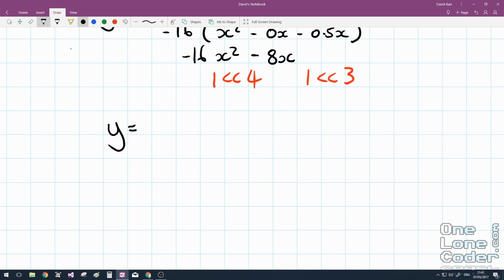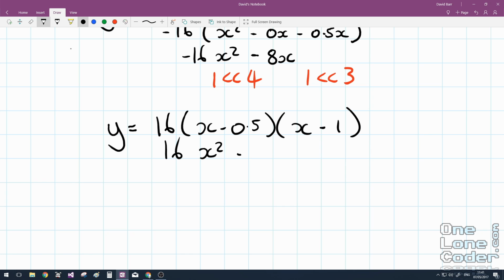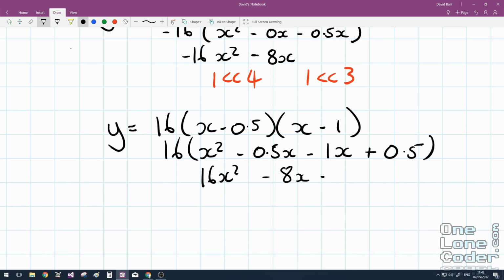Let's also consider the other half of our parabola, which was 16, x take 0.5 and x take 1. And if we expand this out again, we've now got x squared take 0.5x take 1x plus half. Now I'm not going to group up the 0.5 and the 1 for exactly the same reasons as labelled above, because if we draw this out now by multiplying everything by 16, we get our 16x squared take 8x take 16x plus 8. And again we remain with coefficients here which are multiples of 2.